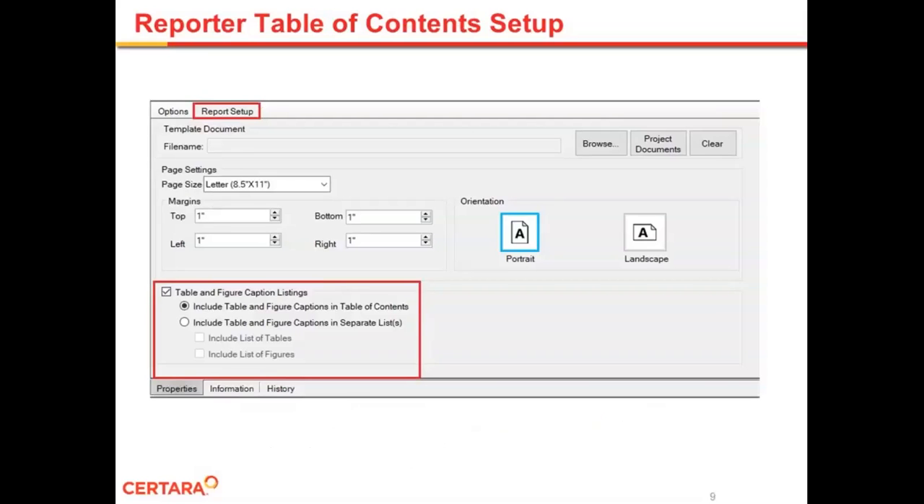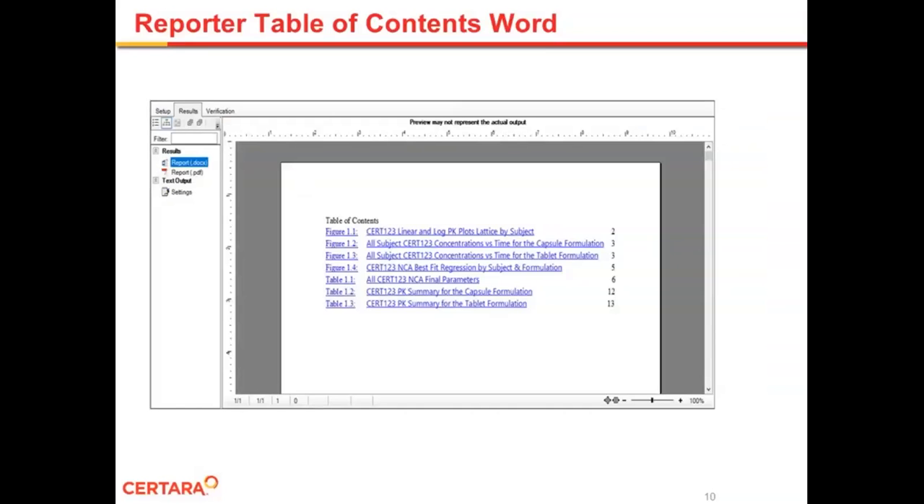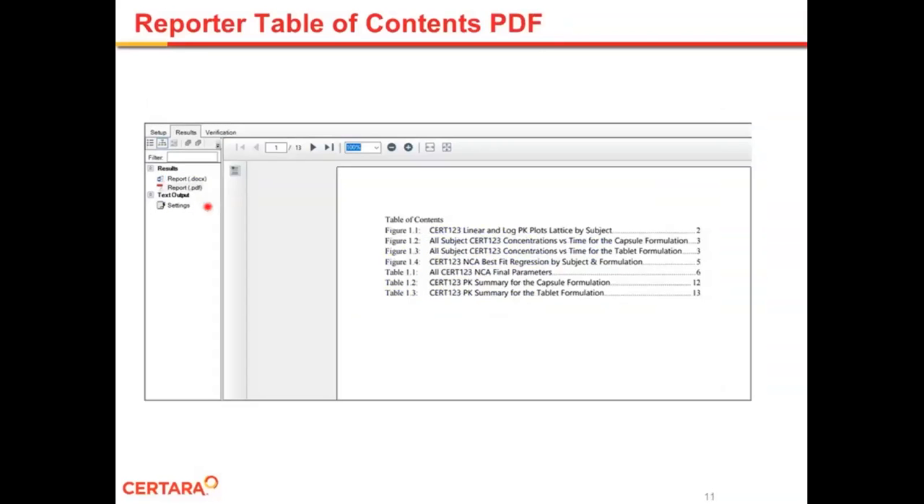So here are some screenshots that show the updated interface for Reporter. On the Report Setup tab, the table and figure caption listings option is presented here. So you can either choose table of contents or separate lists for the tables and figures. Additional options such as the orientation of the page in portrait or landscape layout are also presented here. This is an example screen snapshot of a table of contents in the Word format, docx, and also in the PDF format.